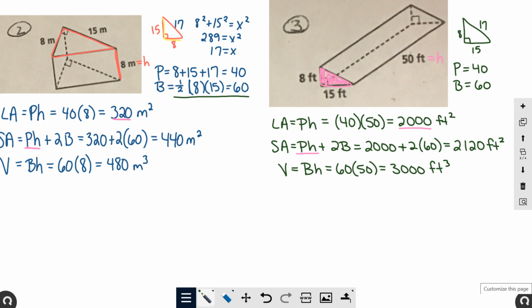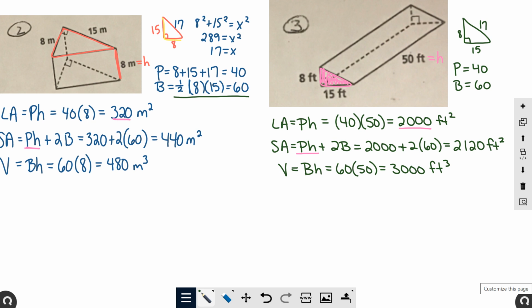All right, let's talk about cylinders. Cylinders are the same thing as prisms. The only difference is instead of the top and bottom being a rectangle or a square or a triangle, the top and bottom are now circles, right? That's what a cylinder is. It's got circles on the top and bottom, just like my coffee cup over here. Circle on top, circle on bottom.